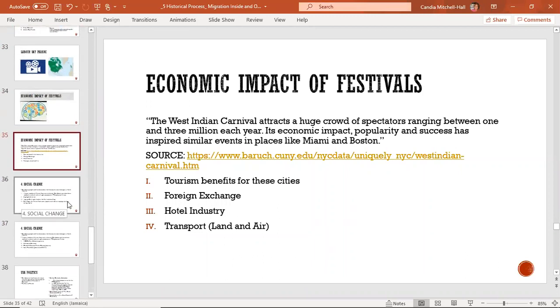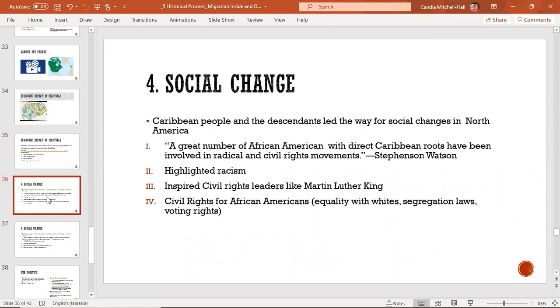So we know for sure, ladies, that the economic impact of the carnivals and the festivals are very important. Another is that Caribbean people and their descendants led the way for social changes in North America. We have been the persons or the group that would have gone into places like the UK and also in Canada and also in the US. And we have highlighted that racism is a no-no because Caribbean people don't keep up with foolishness. We said these things is a no-no.